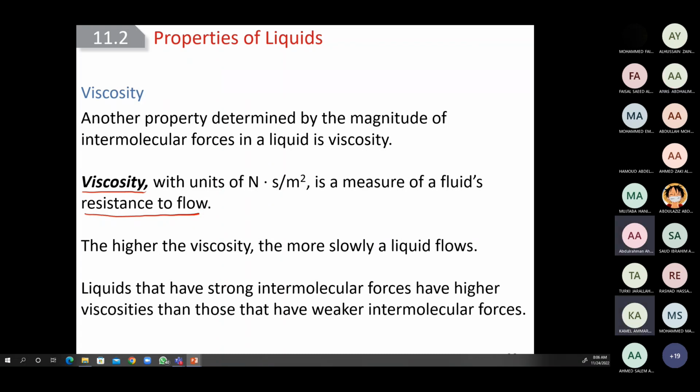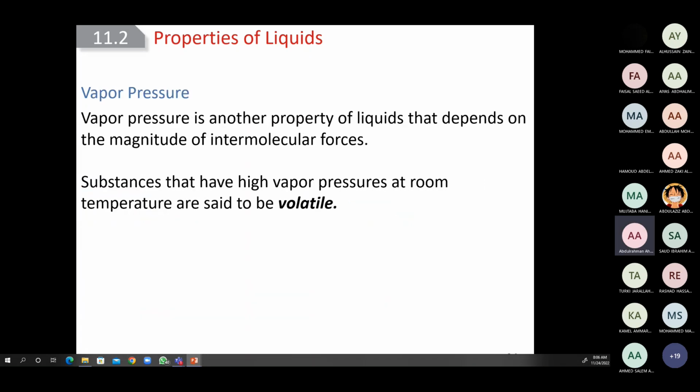Honey. Honey and water. Which is more dense, honey or water? Honey. Which is more viscous? Honey, definitely. Which one will flow faster, water or honey? Water. Exactly. If you put it in a tube, it will go by itself. It will move, but honey will not move easily. Good. Okay.